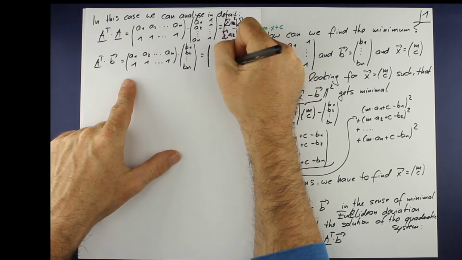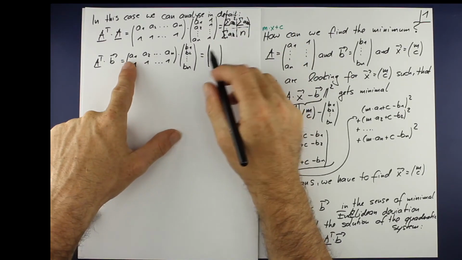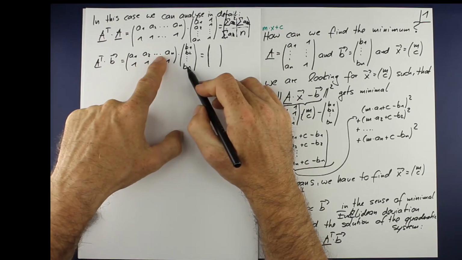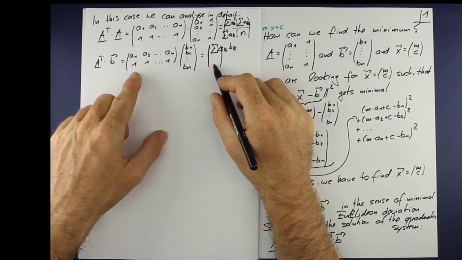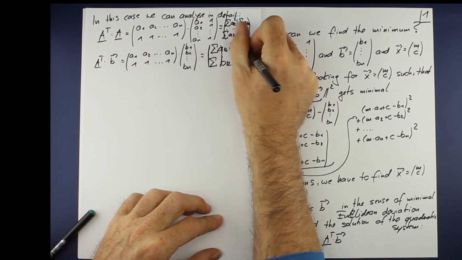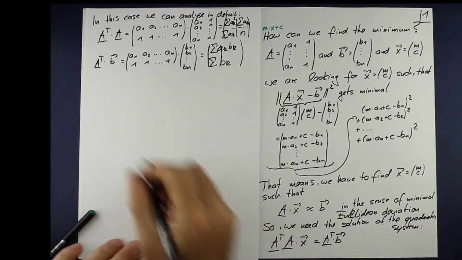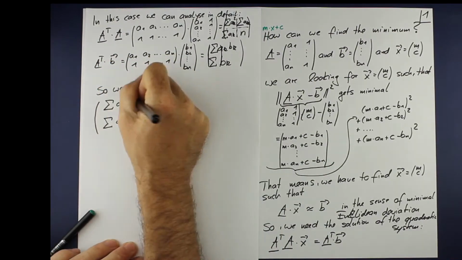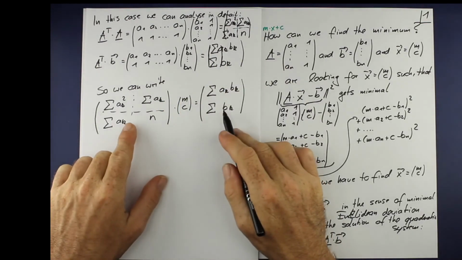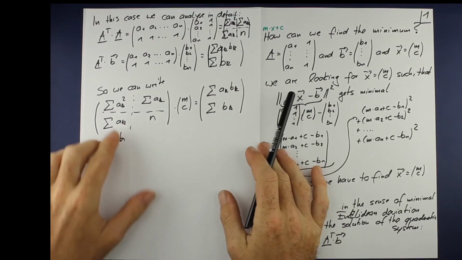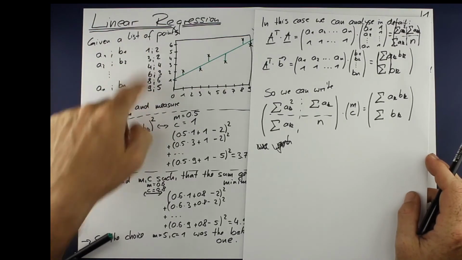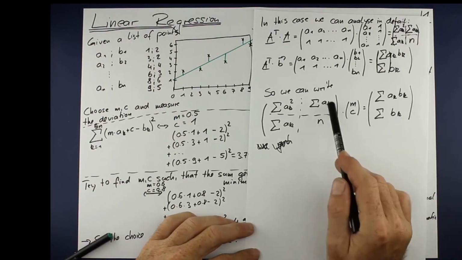Then we get a 2-vector, 2 entries. The first entry is a1 b1 plus a2 b2 plus and so on, an bn. And the second entry is b1 plus b2 plus and so on. And so this system is times x. And so we have this 2 by 2 system.